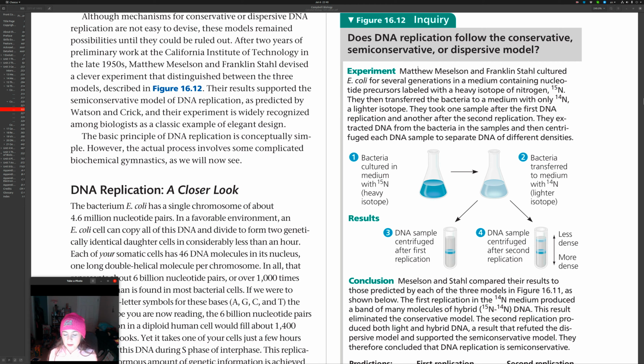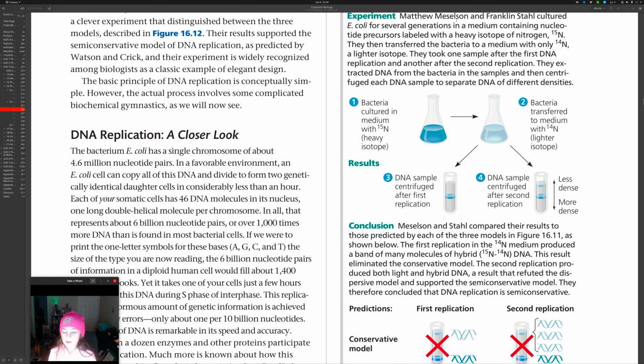So first, Matthew Meselson and Franklin Stahl cultured Escherichia coli for several generations in a medium containing the heavy isotope of nitrogen, 15N. And then they recultured it with 14N, which is a very light isotope. And then they took one sample after the first replication and one sample after the second replication. They extracted that DNA, and then they centrifuged the DNA to separate the DNA of different densities. During the first replication, this is what happened, and in the second replication, it's already split into what's less dense and what's more dense.